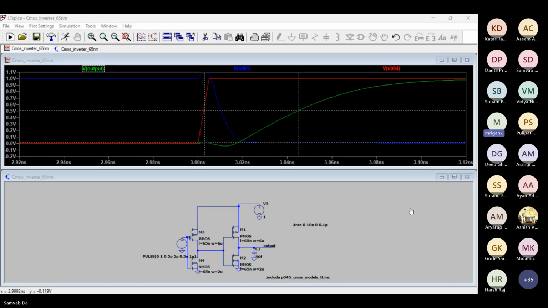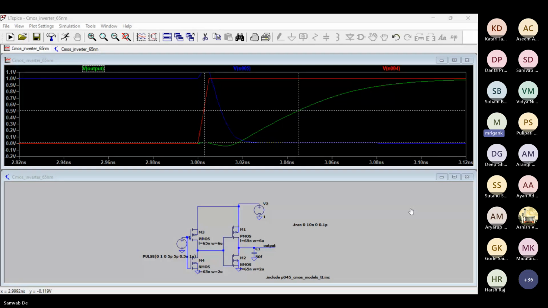What will happen to the capacitor? Capacitor is increasing. As a result, the net energy consumed by the circuit will go on increasing because the capacitor is continuously increasing. You are charging and discharging the capacitor, VDD to ground, VDD to ground. And therefore, as you keep on increasing the sizes, the energy will go on increasing, power will go on increasing because the net capacitor is increasing.